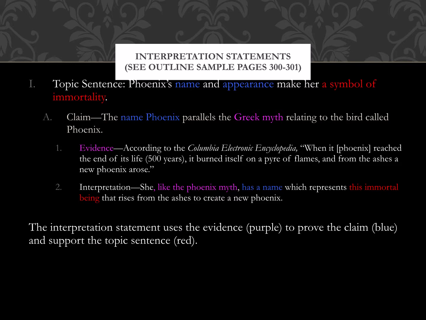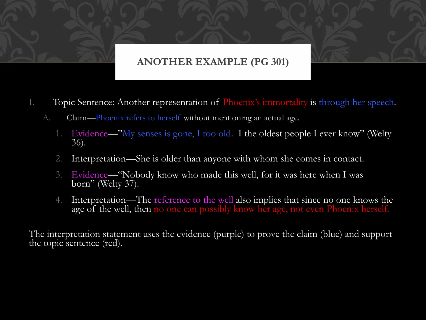Let's take a look at our next example. I included this one because I wanted you to see how you can use multiple evidence examples to support one claim. Another representation of Phoenix's immortality is through her speech. So her claim, Phoenix refers to herself without mentioning an actual age. That is how her speech presents her immortality. You have 2 evidence examples from the text. "My census is gone, I too old. I the oldest people I ever know." And then the interpretation, she's older than anyone with whom she comes in contact.